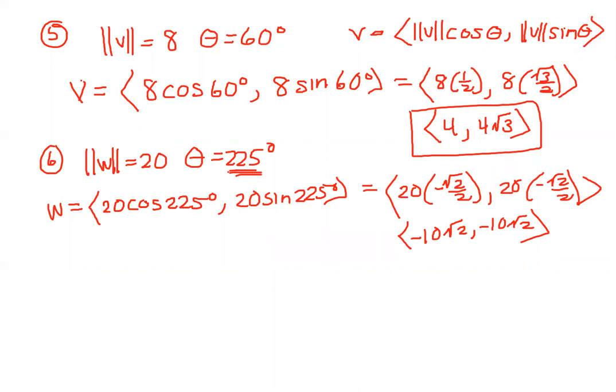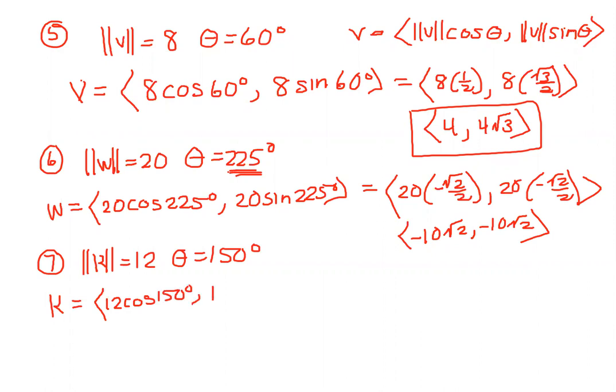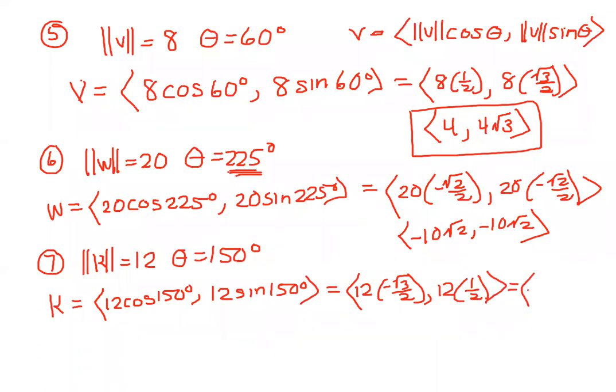All right, let's look at number 7. Our magnitude is 12 and our angle is 150. So our vector is going to be 12 cosine of 150, 12 sine of 150, which equals 12 times negative square root of 3 over 2, 12 times a half, which equals negative 6 times the square root of 3, 6. Okay, in all of those examples, your angle was on your unit circle.